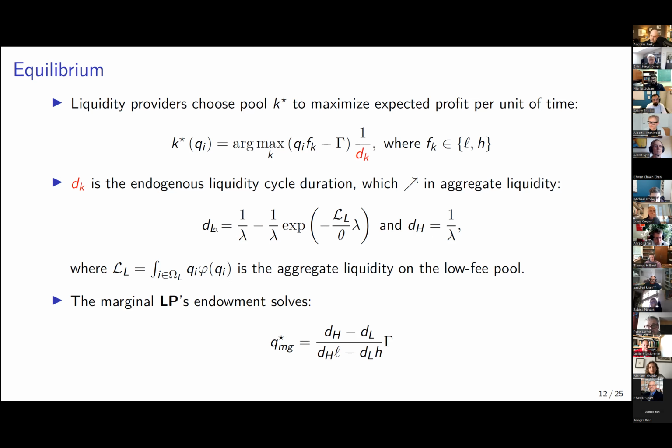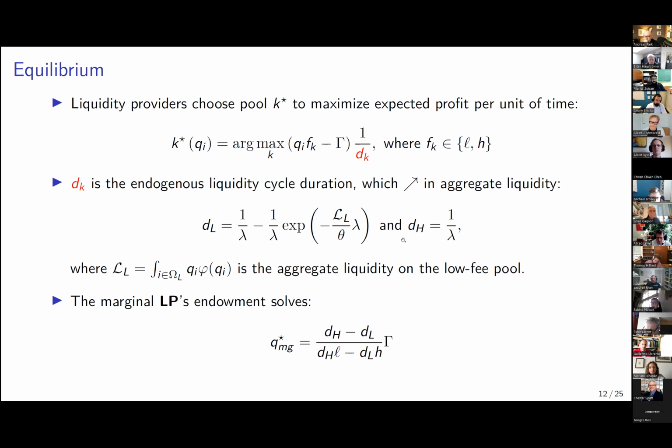Low fee pools have shorter cycles. They also end whenever the large liquidity trader arrives, but they might also end earlier if enough small liquidity traders arrive at the market and deplete the stock of liquidity, this L_L, right? Which is basically the aggregate endowment of everybody choosing the L pool.